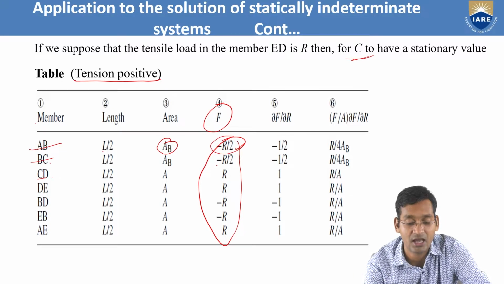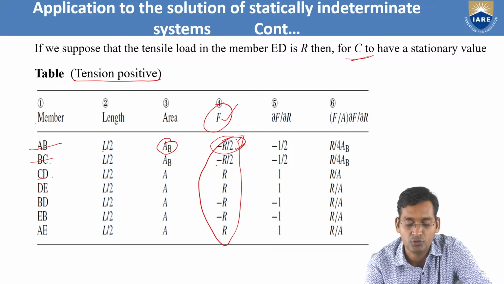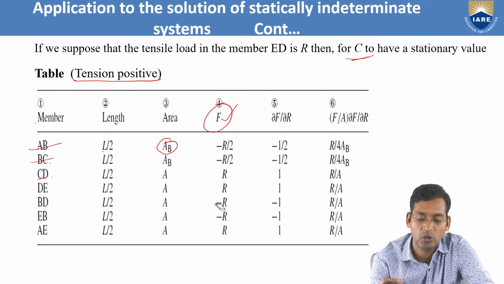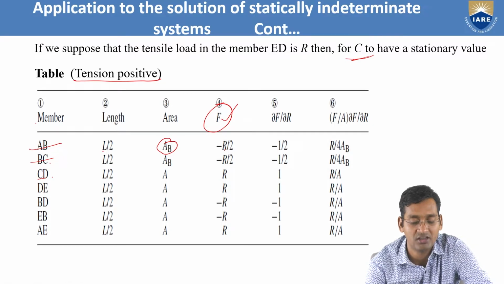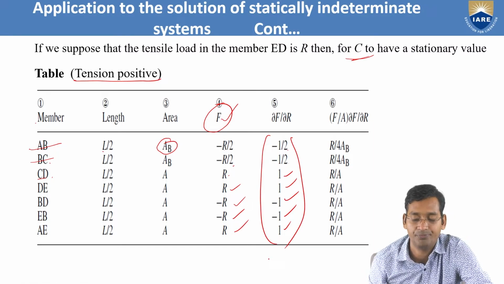Differentiate. Just see here, R is force, we assume that fixed force, we assume this time R. So you have to differentiate with respect to R. So first case, dou F by dou R. R is variable here, so R will get cancelled, means minus 1 by 2. In this case again, minus 1 by 2. Here R, dou F by dou R means 1. R, so 1. Minus R, minus 1. Minus R, minus 1. R, 1. Right? So now we have this dou F by dou R.